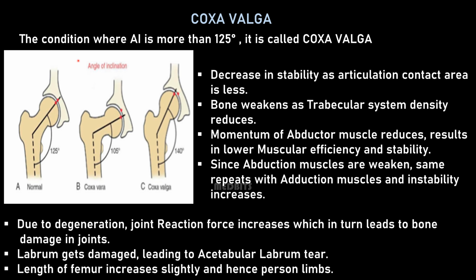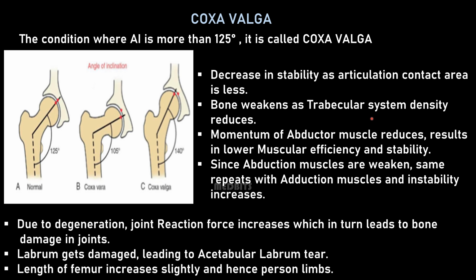So let's begin with Coxa Valga. As I have said earlier, this is a condition where the angle of inclination is more than 125 degrees. It is called Coxa Valga. These are the conditions that happen in Coxa Valga. First, there is decrease in stability as the articulation contact area is less. Bone weakens as trabecular system density reduces.